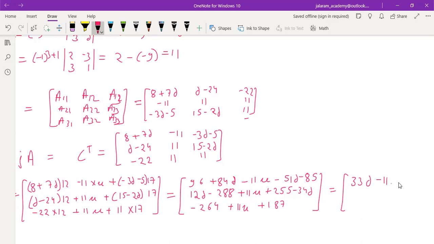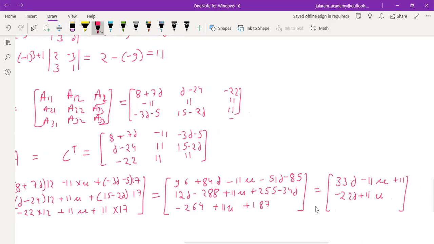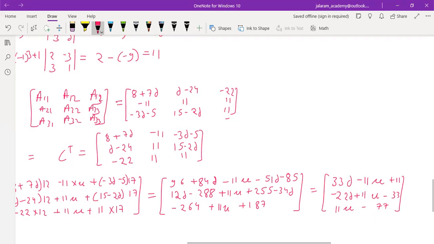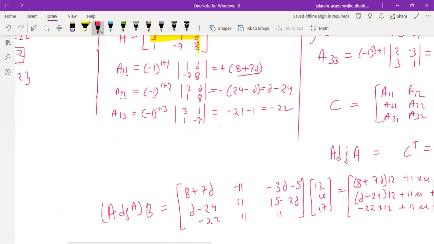Minus 11 mu, 96 minus 85 is 11. So 11 is common in this, so it appears to be correct. 12 delta minus 34 delta is minus 22 delta plus 11 mu, minus 288 plus 255 is again minus 33. 11 is common in this row also, so it appears correct. Then finally 11 mu, minus 264 plus 187 is minus 77. So this is the value of adjoint of A into B.